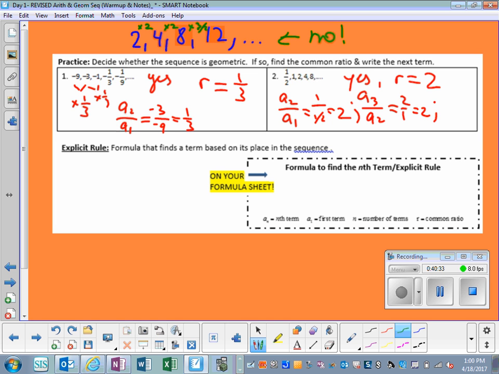We do the next term. Oh yes, see, I'm always forgetting. Okay, so for this one, sorry about that. See, learn to read the instructions. If so, find the common ratio and write the next term.